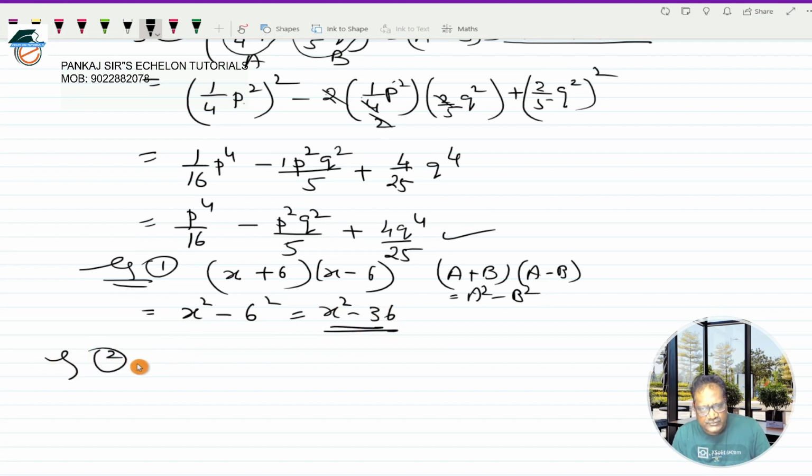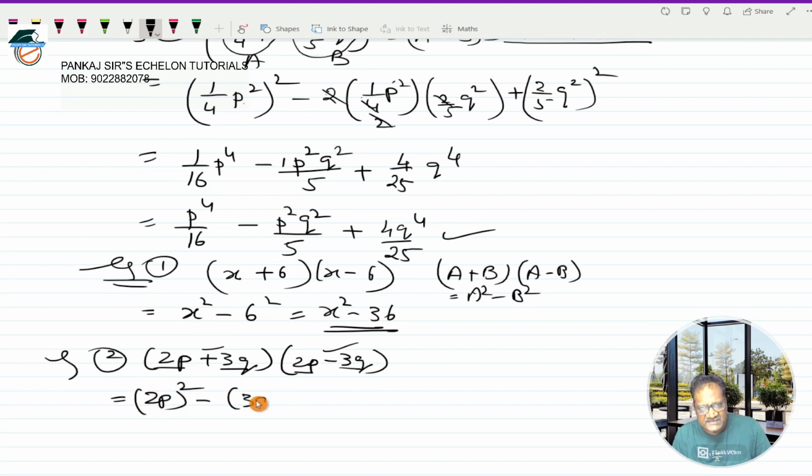Example 2, there's 2p plus 3q times 2p minus 3q. Okay, now this is also a plus b into a minus b form. Okay, see, this is a, this is b, this is a, this is b. There's a plus over here, there's a minus over here. Okay, so a plus b, a minus b. So this works out to a square minus b square. So it will be 2p is a, so whole square, minus 3q is b whole square. This works out to 2 square will be 4, p will be p square, minus 3 square will be 9, and then q square. That's the answer.